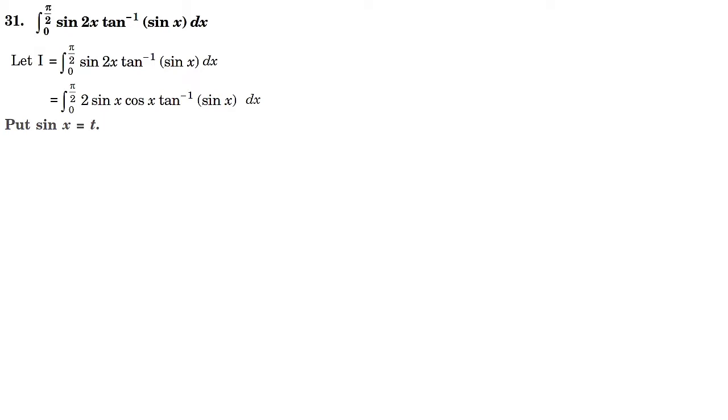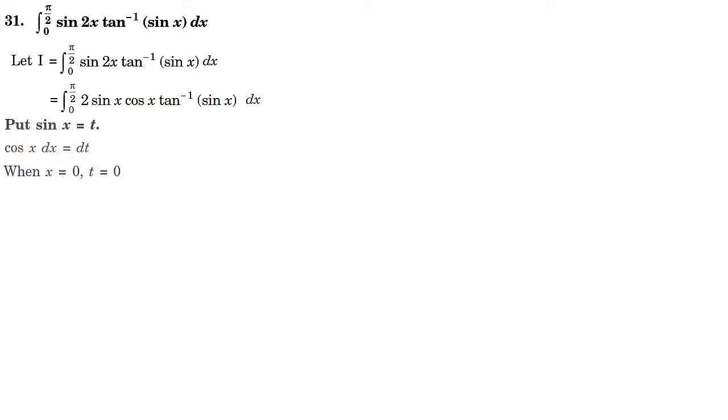Next we shall discuss question number 31. Integral 0 to pi by 2, sin 2x tan inverse of sin x dx. Let's take this one as I. We know the formula, substitute sin 2x as 2 sin x cos x into tan inverse of sin x dx. Here there is sin x inside the tan inverse. Let's take that as t. Sin x we have assumed as t. When you differentiate, cos x dx is equal to dt.